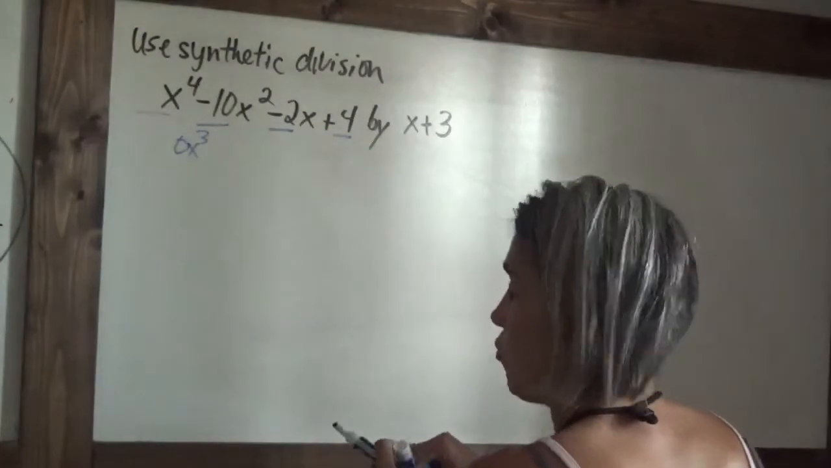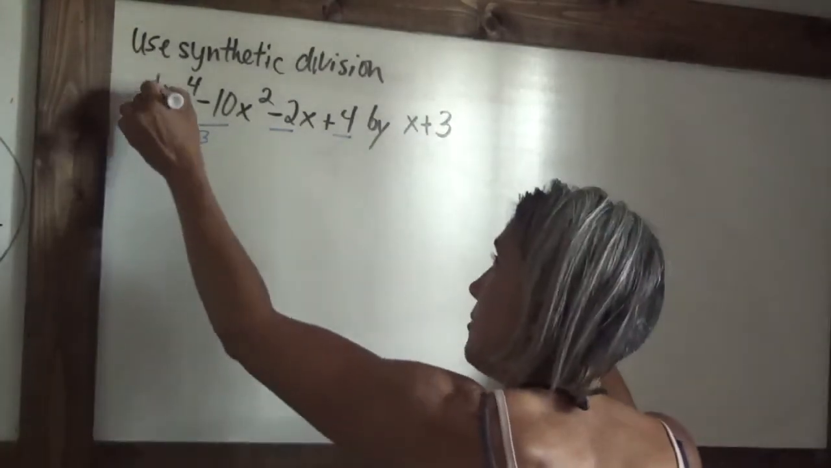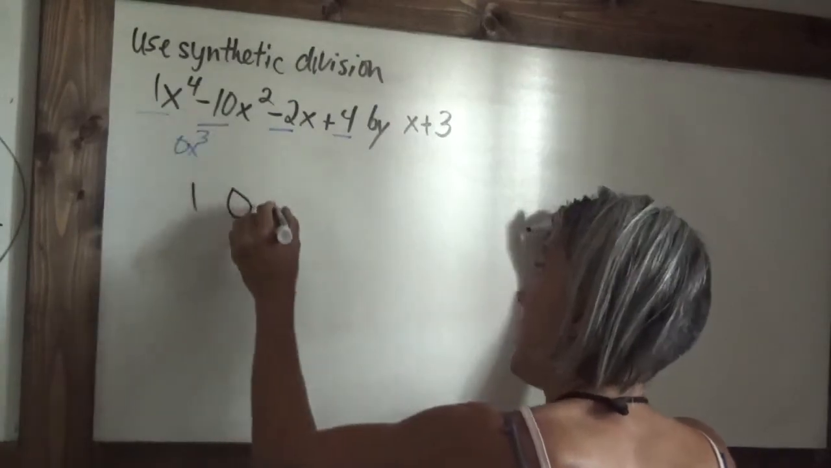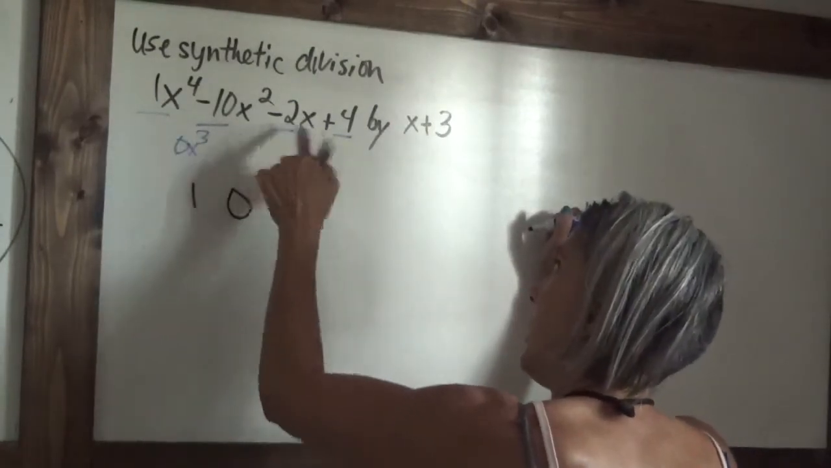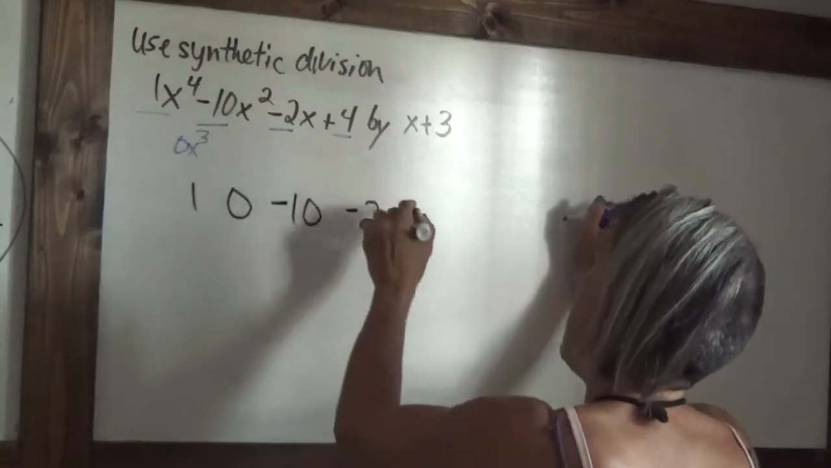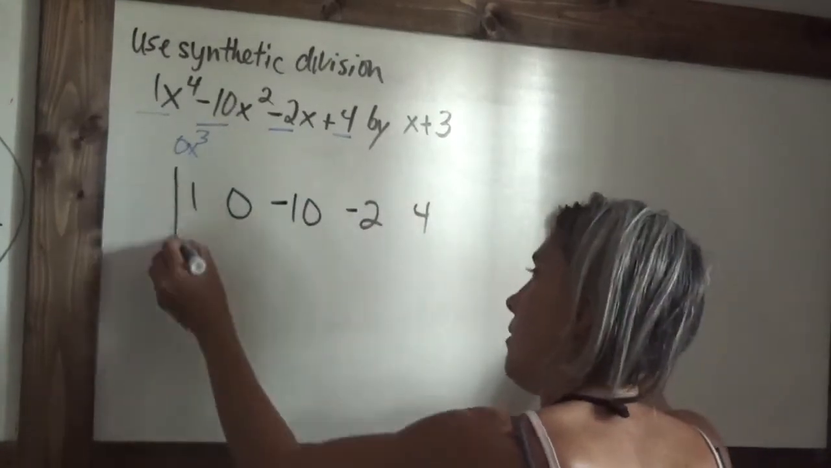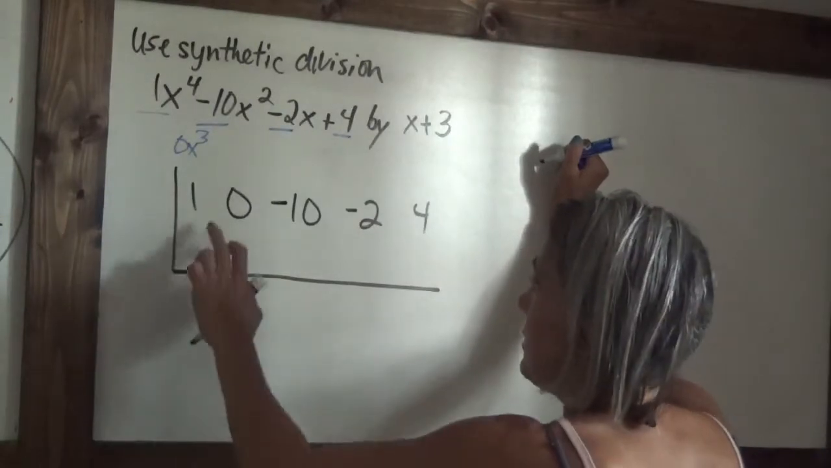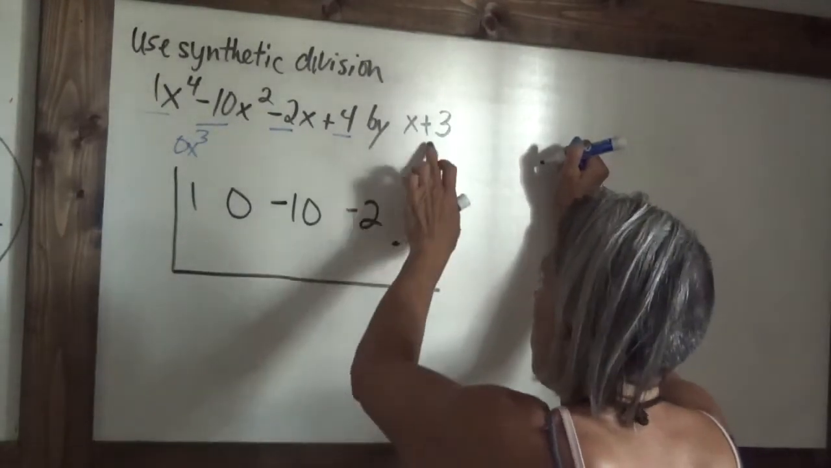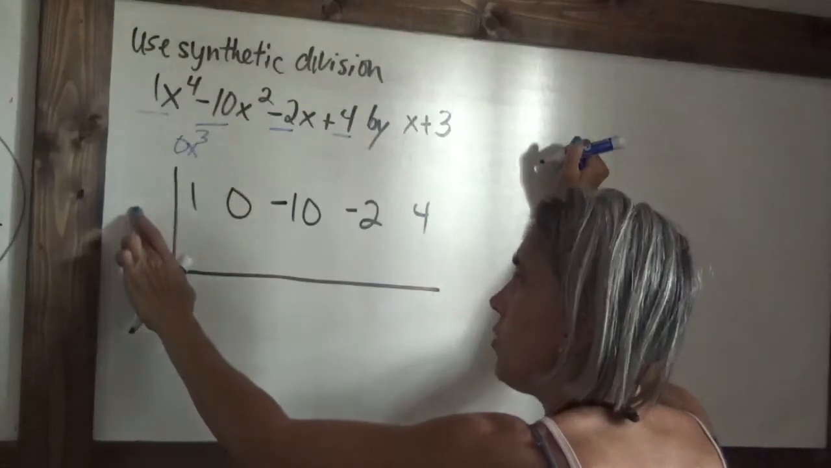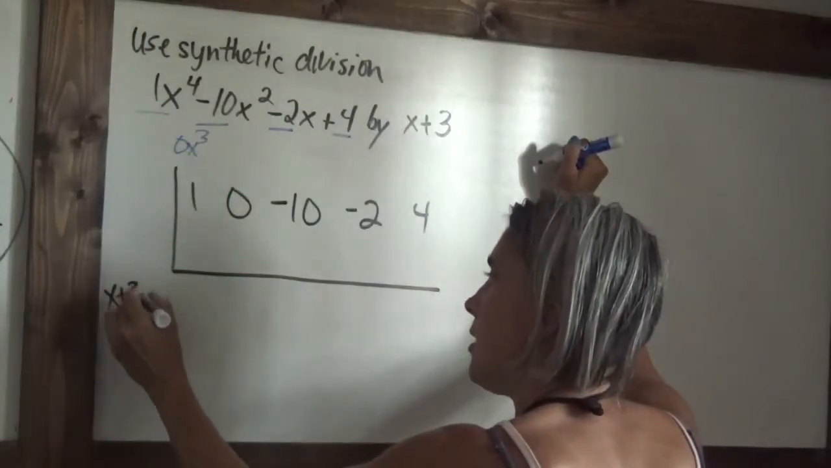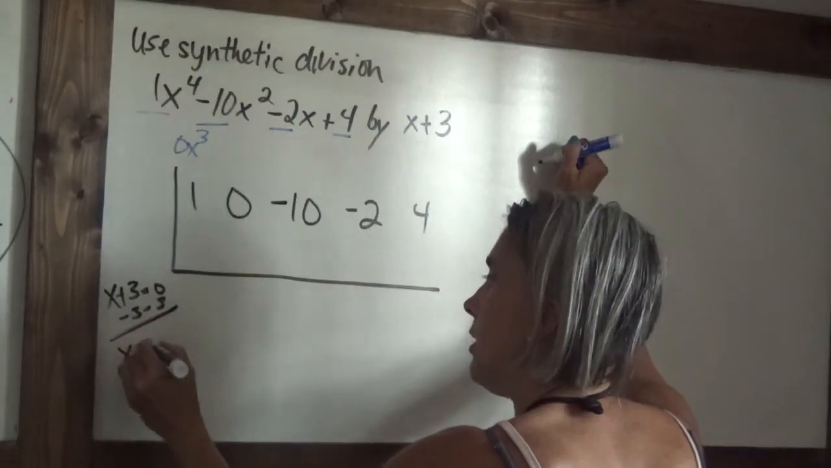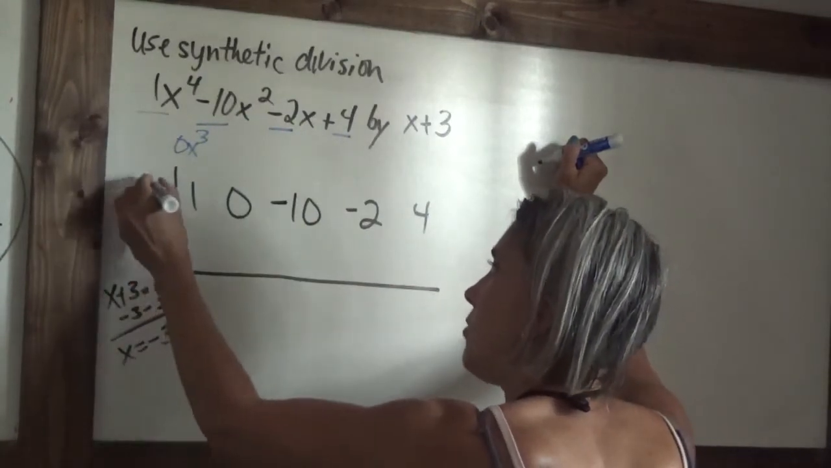Alright, so let us write the numbers down. There's the imaginary 1. Then we have to have 0. Negative 10 is next. Negative 2. Positive 4. I'm gonna make my, kind of like my box here. Here are my 5 numbers, and I need to now put my number that I'm using over here. So x plus 3 equals 0. What number am I putting on the outside? If I solve it, negative 3. So negative 3 is going out here.